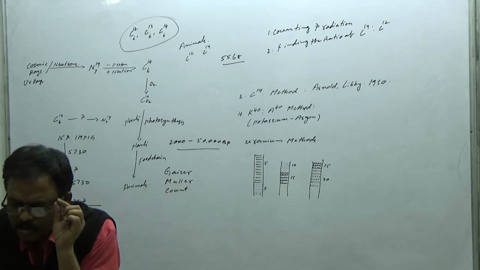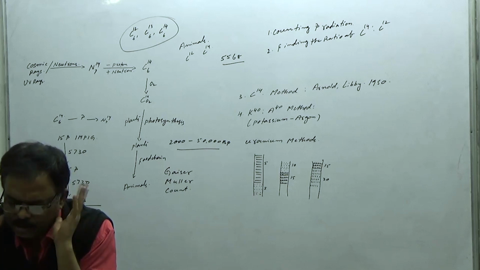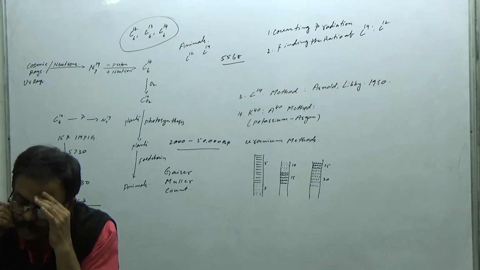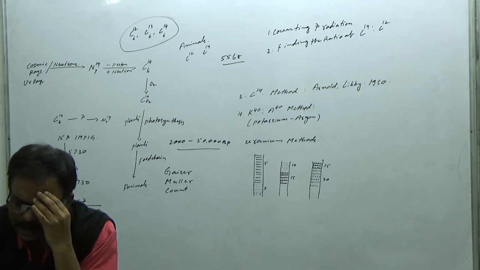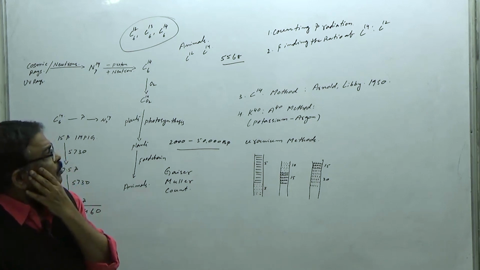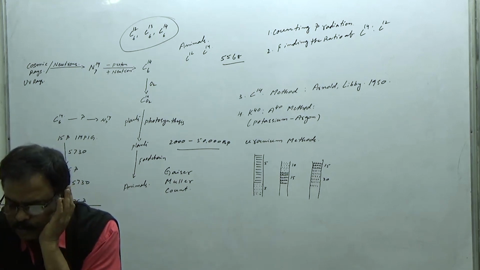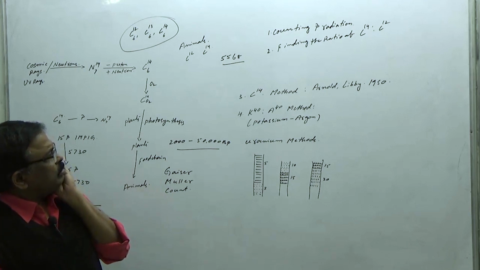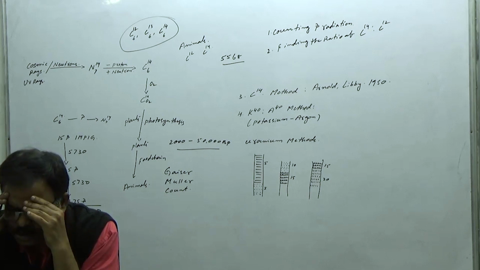In the C14 method, two radiocarbon decaying methods are present. One is counting of beta rays or beta radiation. Second one, calculating the ratio of C14 to C12.